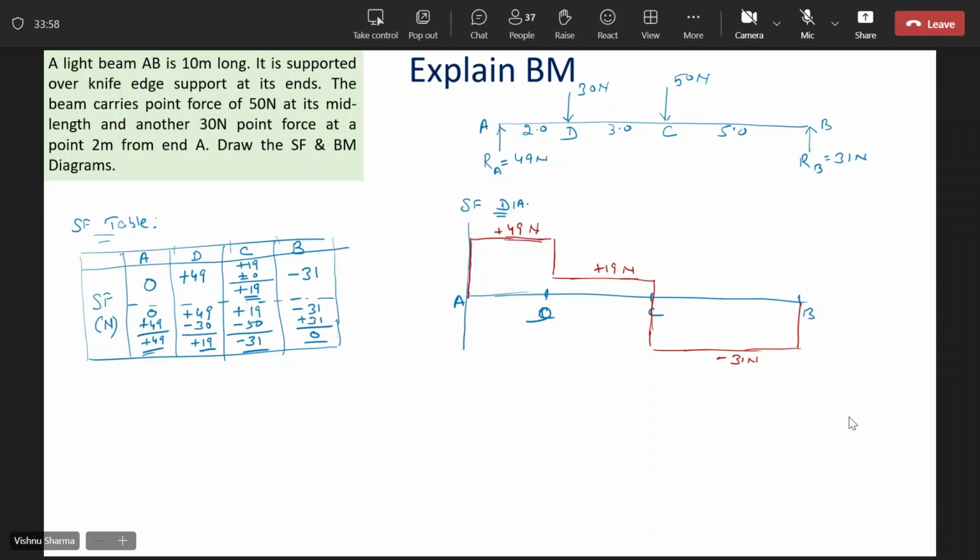Everybody is good up to the SF diagram class? Yes, sir. This is what we did yesterday, right?